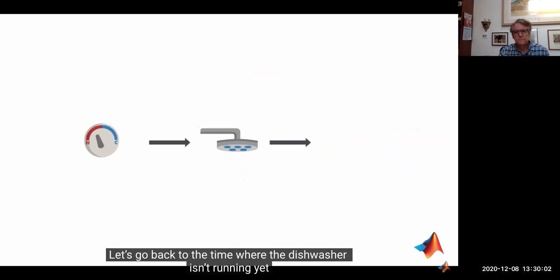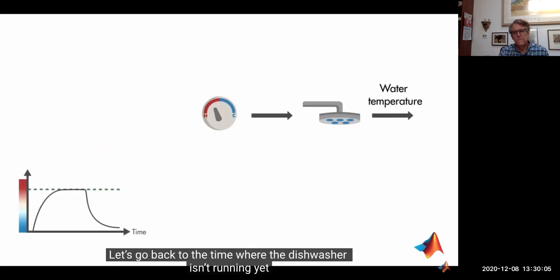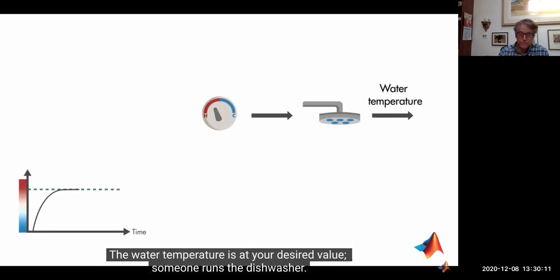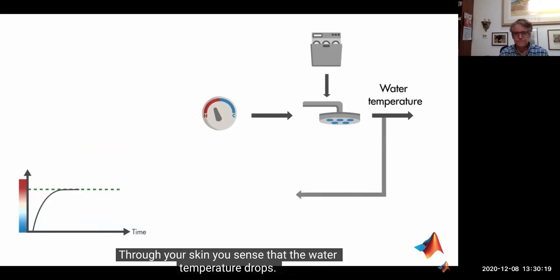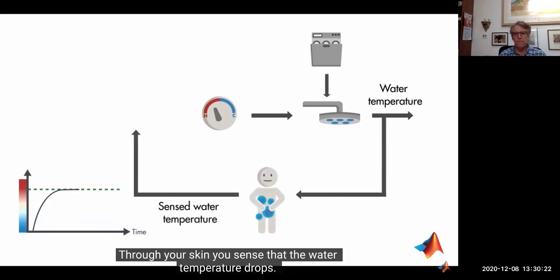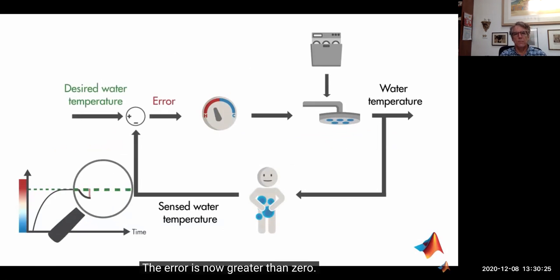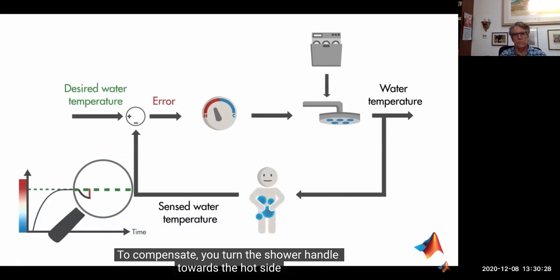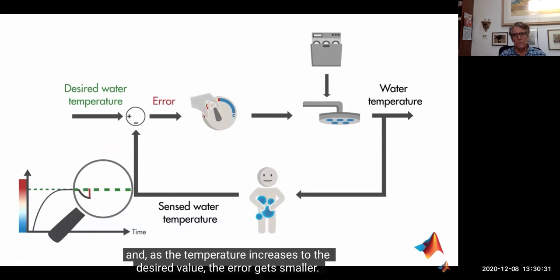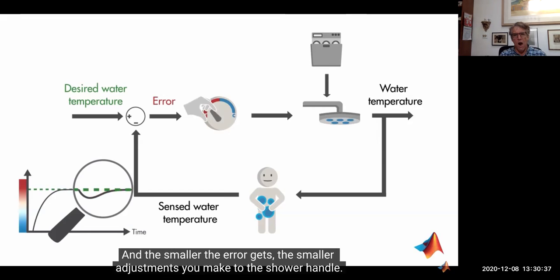Let's go back to the time where the dishwasher isn't running yet and see how feedback control can compensate for this unexpected event. The water temperature is at your desired value. Someone runs the dishwasher. Through your skin, you sense that the water temperature drops. The error is now greater than zero. To compensate, you turn the shower handle towards the hot side, and as the temperature increases to the desired value, the error gets smaller. And the smaller the error gets, the smaller adjustments you make to the shower handle.